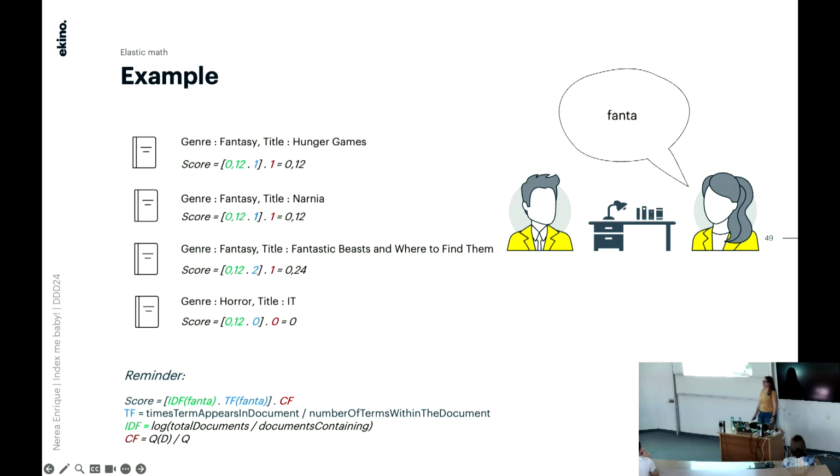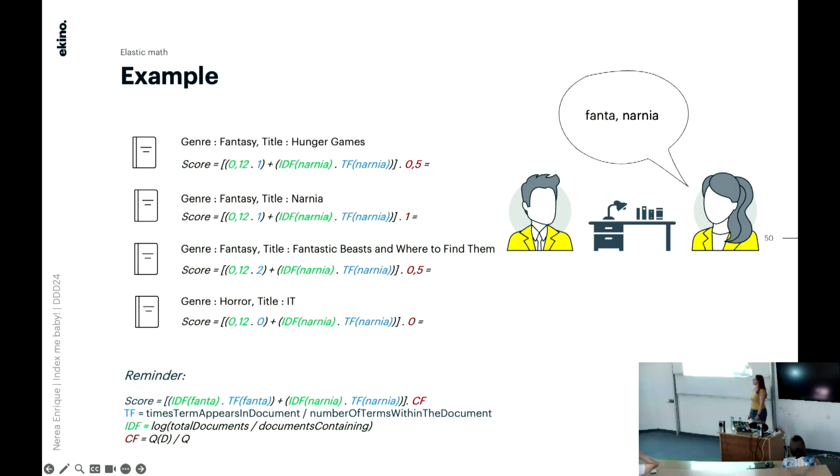Well, it does something, but it's not quite interesting for the user because there is not much difference between the computed scores here for each book. So let's try to add something more because why not? We're here to have fun with maths. So let's add Narnia. And with Narnia, we can start updating the coordination factor. This time it's not binary, so it's more interesting for us.